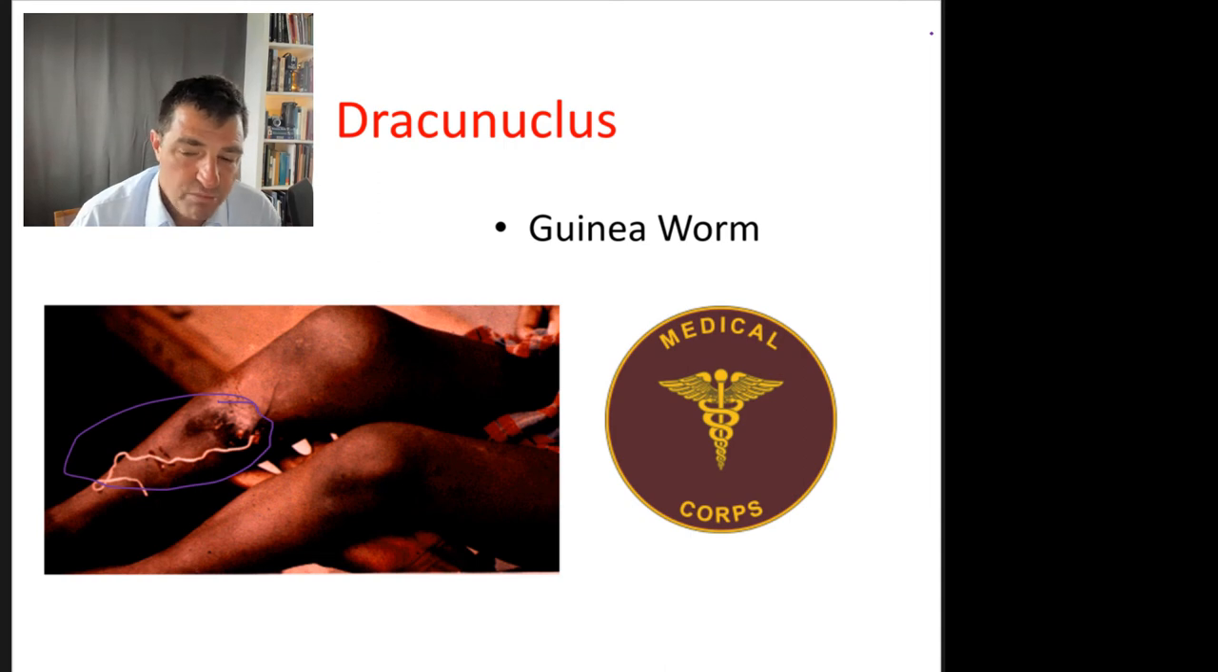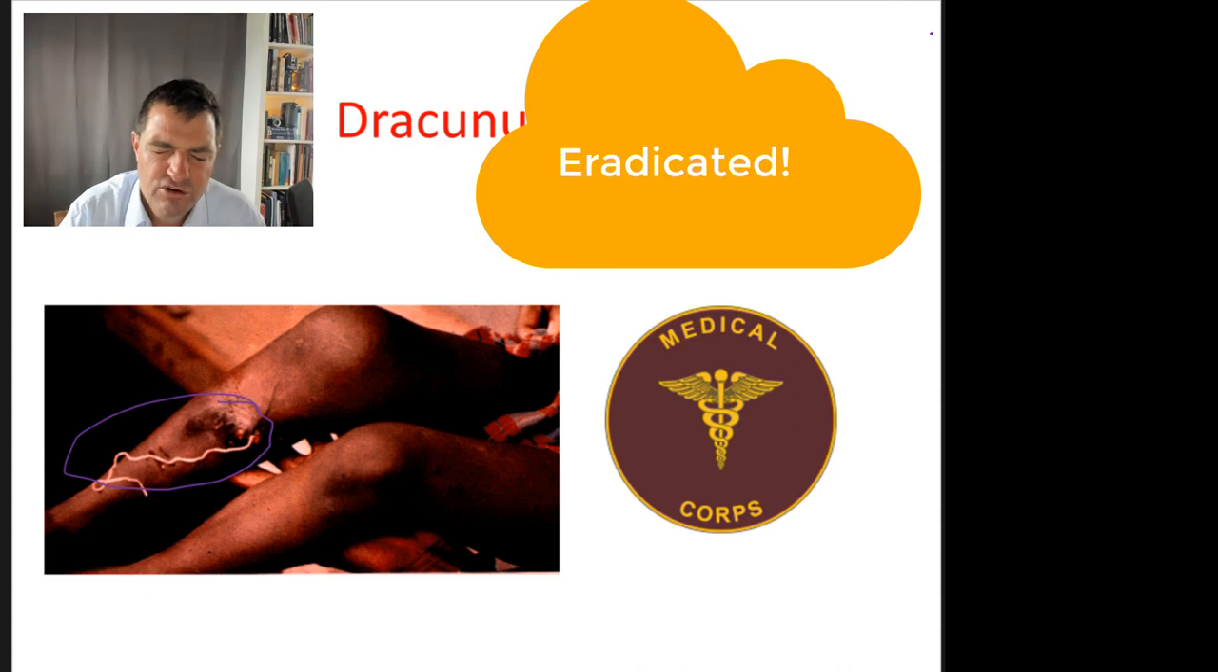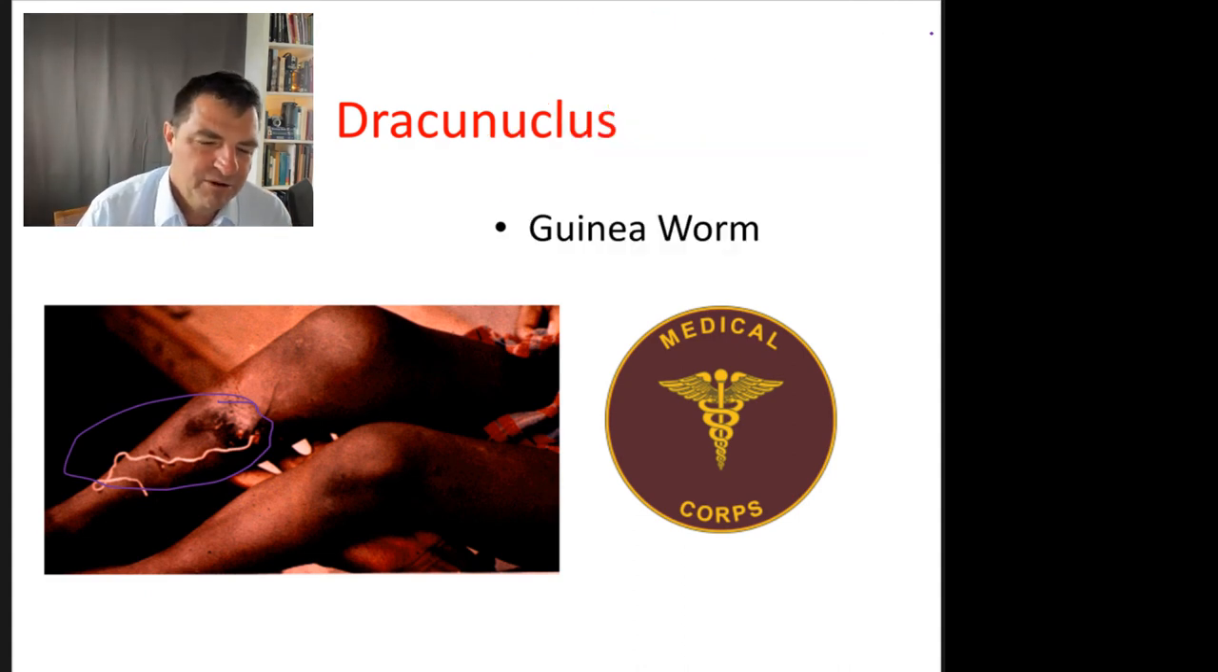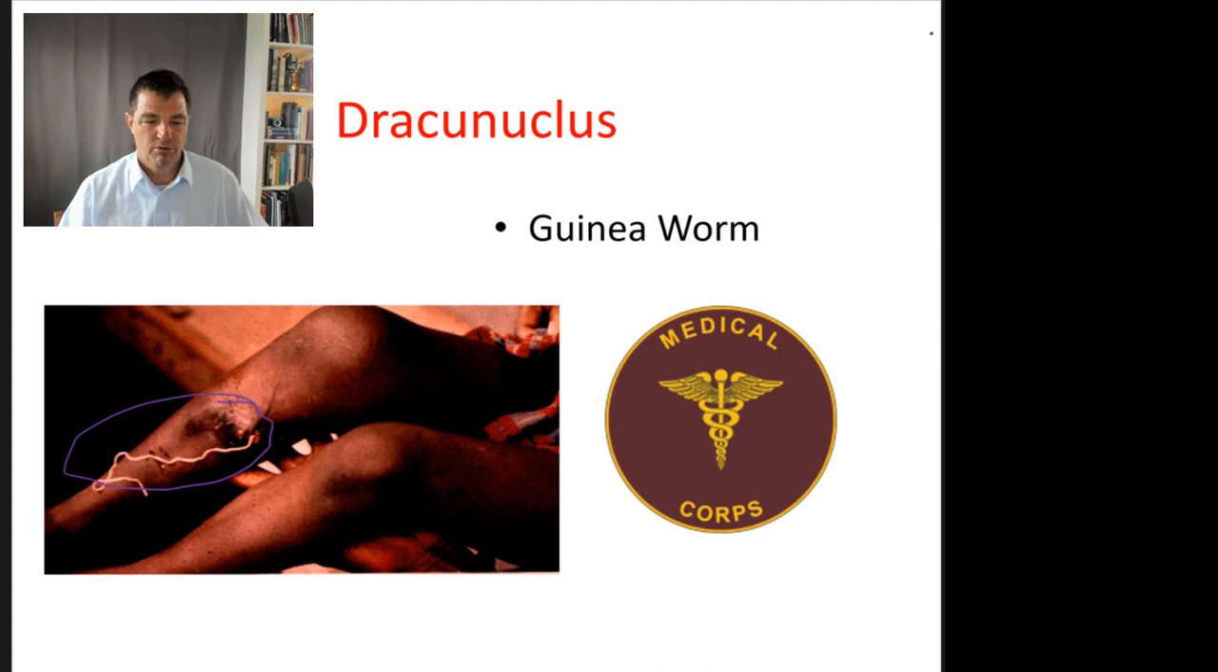So there's some hope that this worm, Dracunculus, will be driven to a non-human infected state. I'm trying to think of the term you call that. I'll put the word up because I'll think of it later. But anyway, eradicated. That's the word I was looking for. We can eradicate this disease in humans by breaking this chain. So anytime you can break the chain in the life cycle of a parasitic organism, you can stop it from infecting humans. And that's what we're hoping to do on that one.